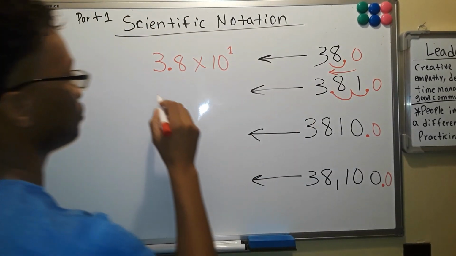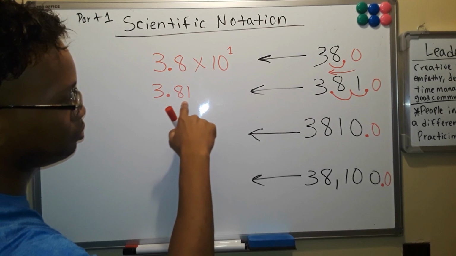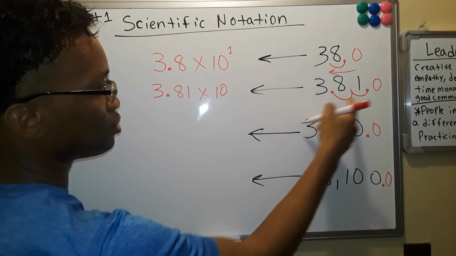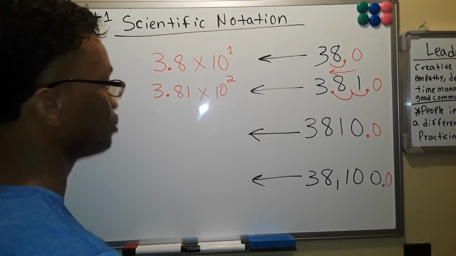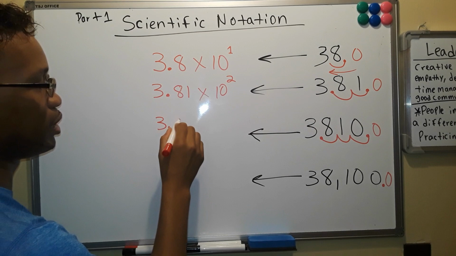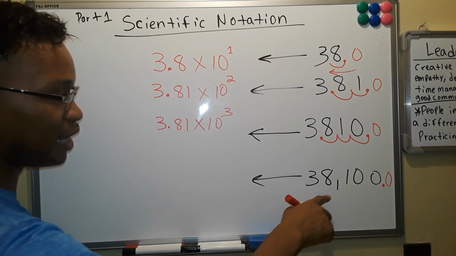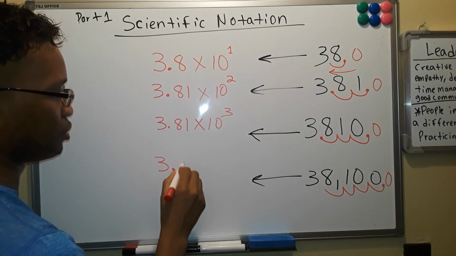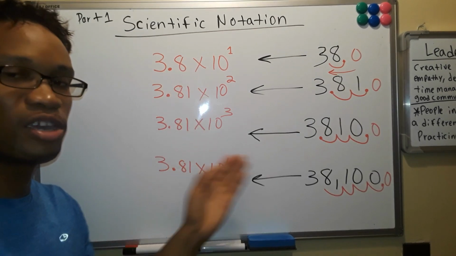1, 2, decimal here. How would I read it? 3.8. You write down the whole number. If there's another number there, write that number down. If it's a 0, you don't need to write it down. Times how many spaces? 1, 2. So I put 10 to the second power. Okay? The same here. 1, 2, 3. So here is 3.81 times 10 to the third power, since I moved it 3 spaces. Now the same for here. 1, 2, 3, 4. So I put 3.81 times 10 to the 4th power. So when you multiply these numbers in your calculator, it will give you these numbers back.